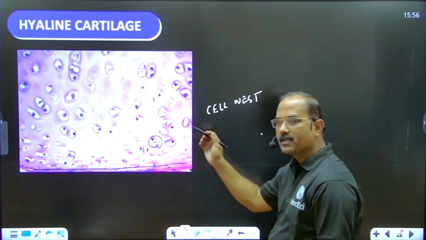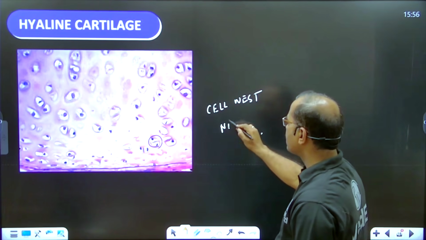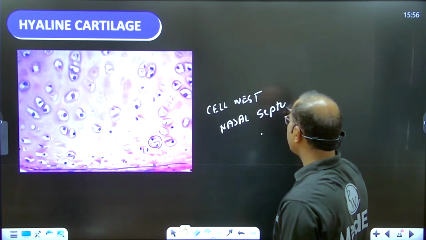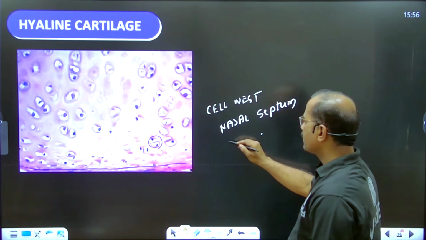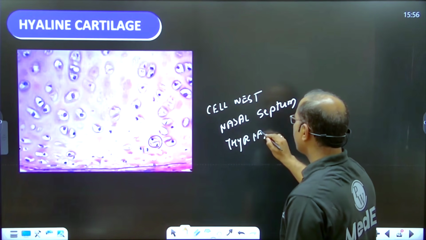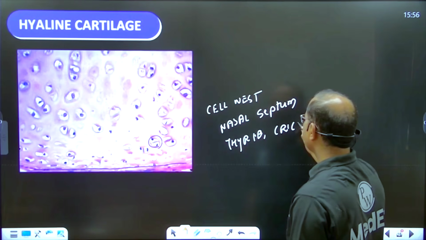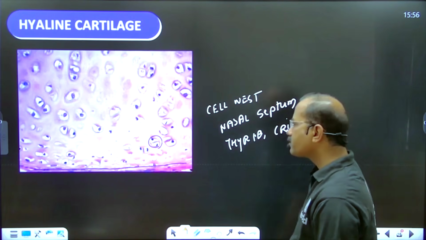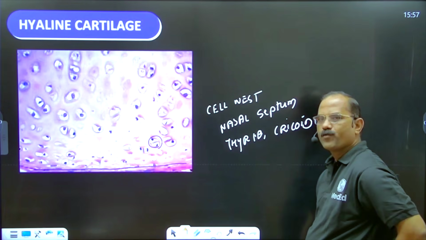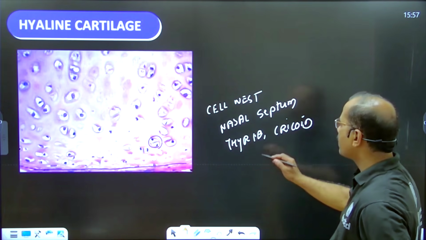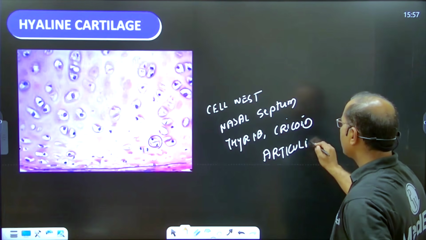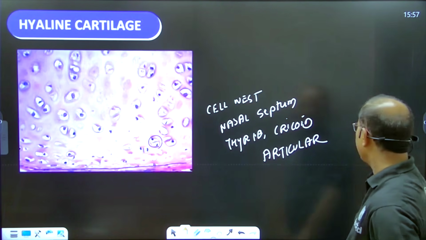Hyaline cartilage. An example of where you get hyaline cartilage is the nasal septum. Yes, nasal septum. Where else do we get hyaline cartilage? Thyroid, cricoid. Okay. Fine. So these are the sites. Then articular cartilage. Articular cartilage is also hyaline in nature.